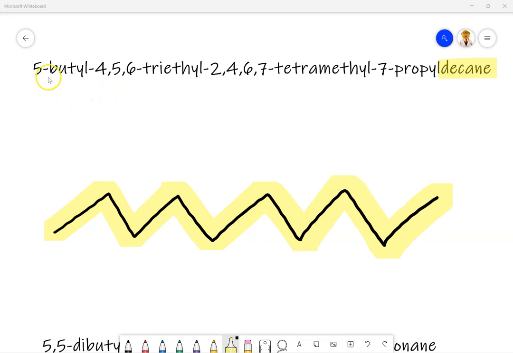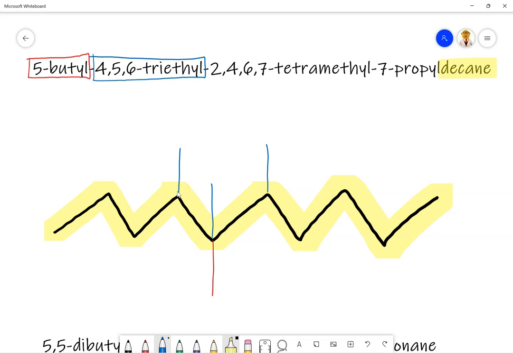Now I'm going to put in placeholders for where the branches start coming out from the parent chain. The first is a 5 for the butyl branch. I'm going to count from left to right, so 1, 2, 3, 4, and 5. There's my placeholder. The next is 4, 5, and 6. So 1, 2, 3, 4, 5, and 6.